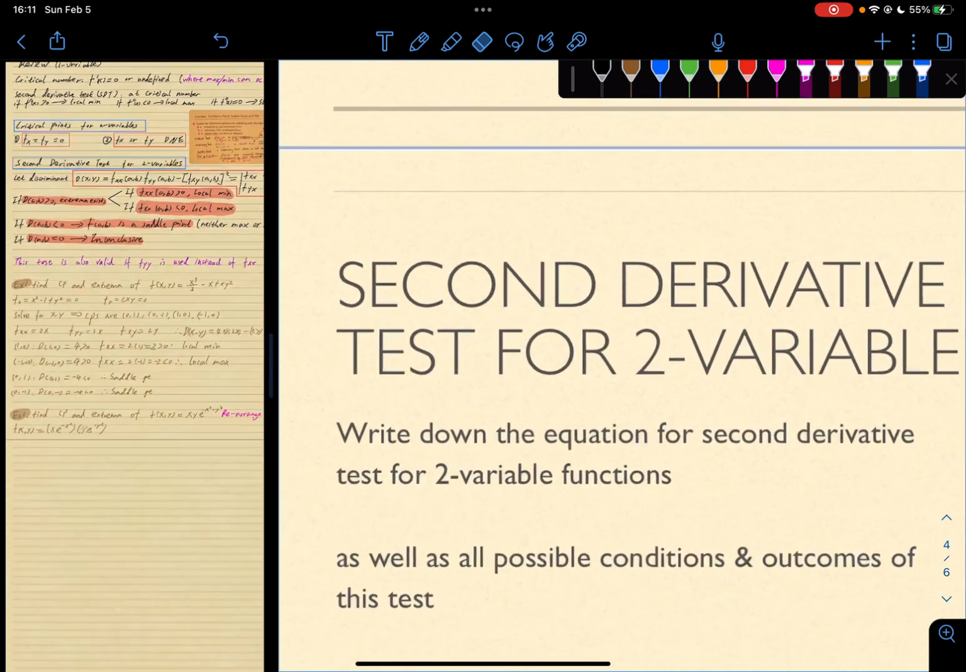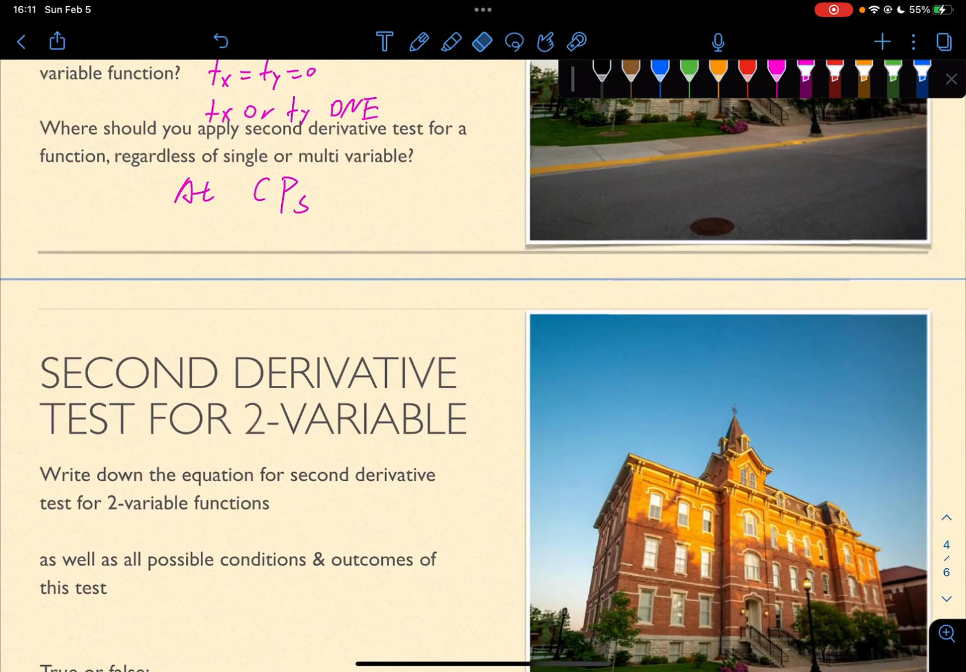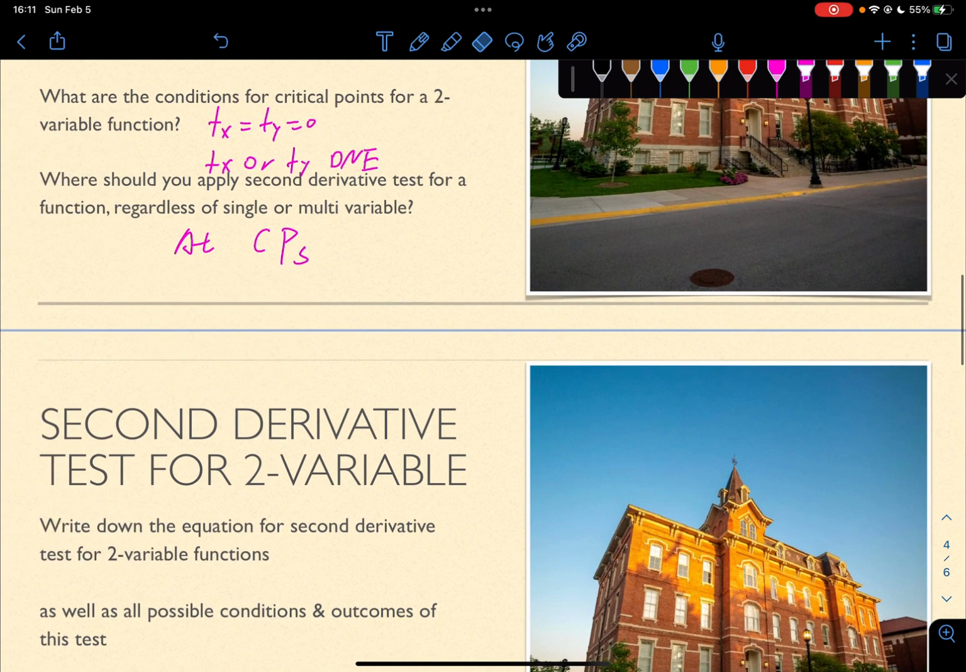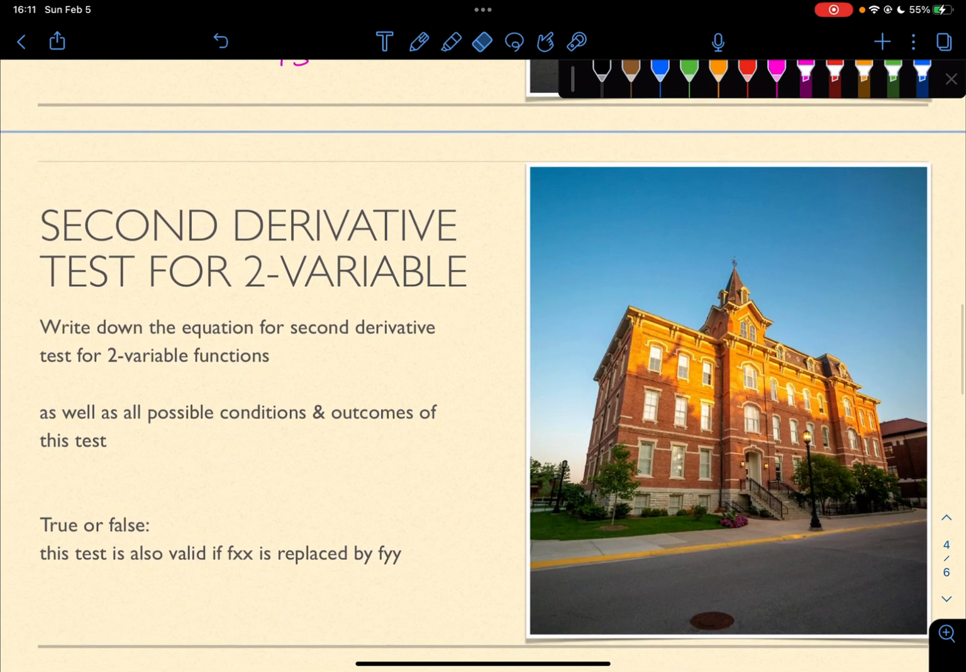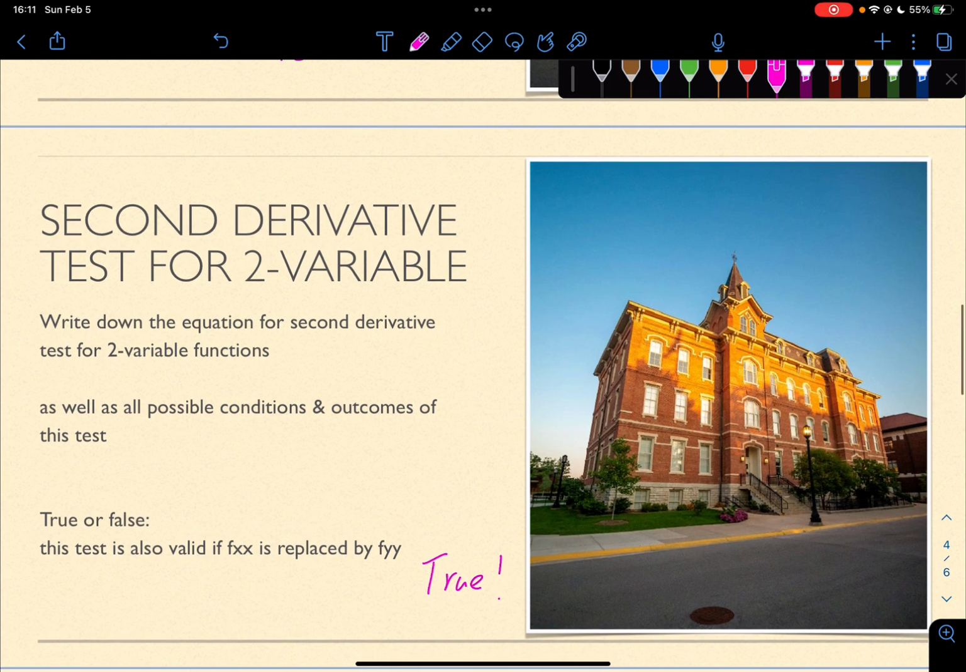Okay, and then one more thing about the second derivative test is a true or false question. True or false, this test is also valid if fxx is replaced by fyy. That is true. I don't know why, but that is a viable option. So if you want to try fyy instead of fxx, go for it.